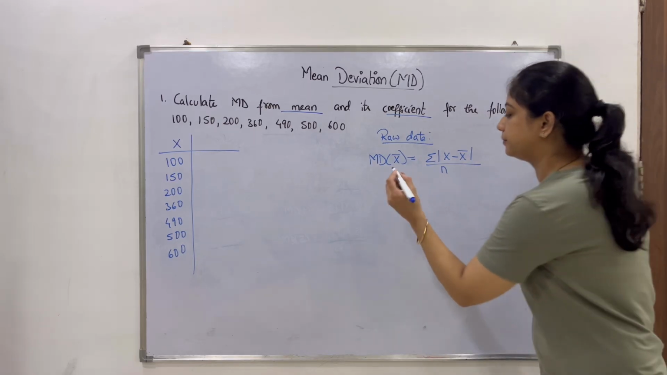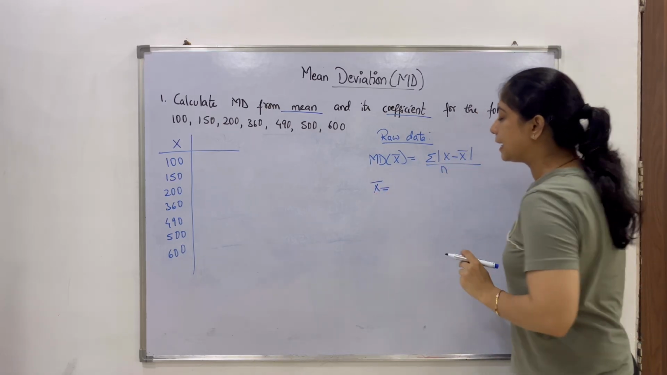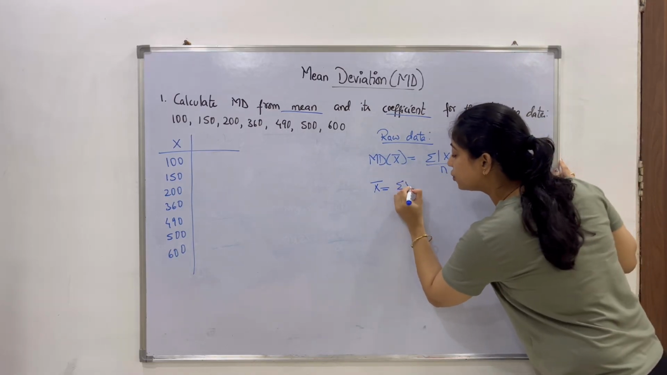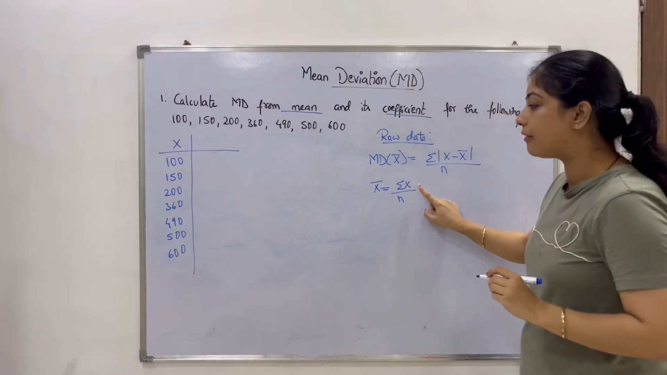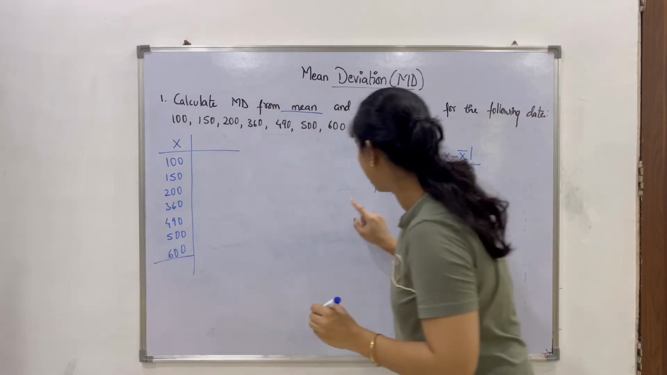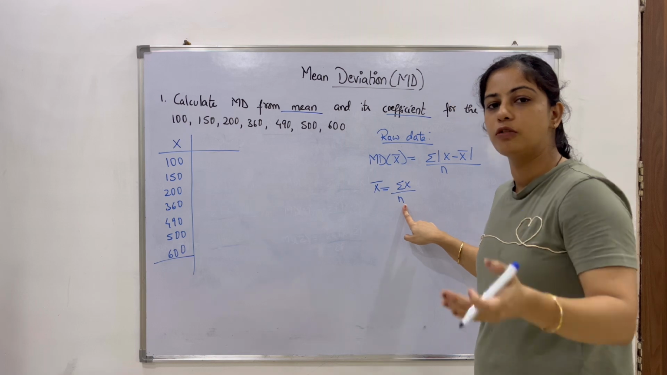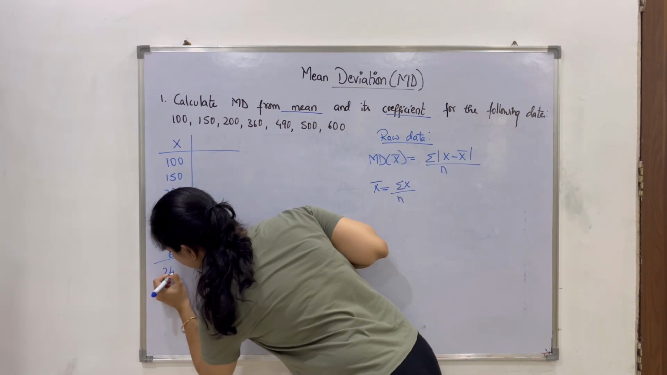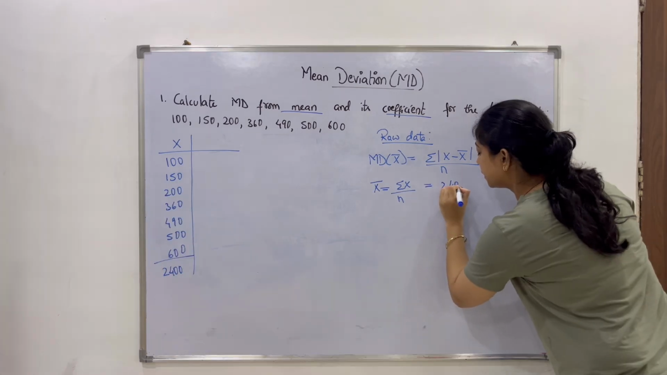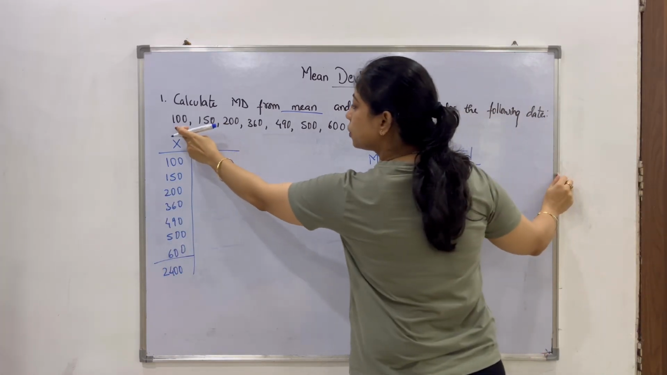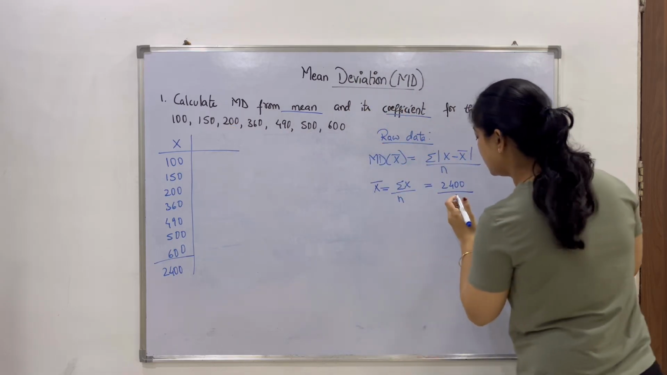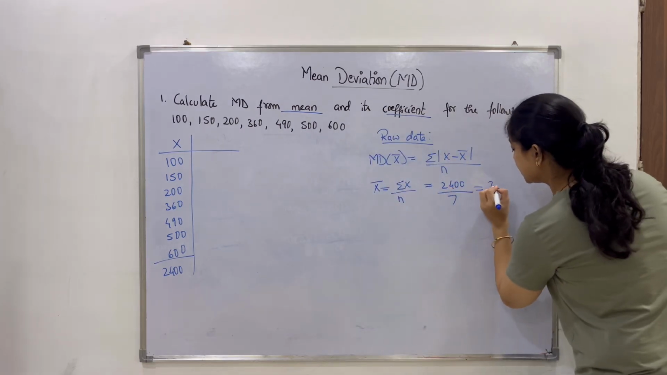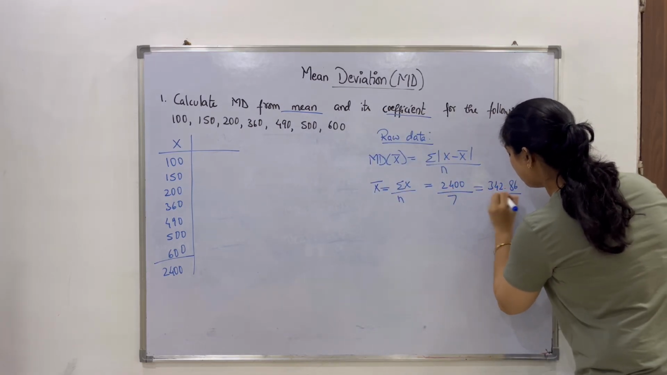For x bar, which means your mean. Now what is the mean for raw data? It is nothing but summation x upon n. So first you have to take the total of x column and divide it by small n. Small n is nothing but the number of observations given to you in the question. So the total of x column is 2400 divided by number of observations 1, 2, 3, 4, 5, 6, 7. So we will divide by 7 and the answer is 342.86. This is the value of x bar.